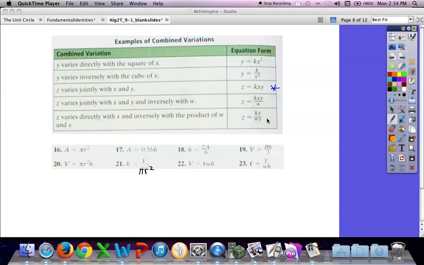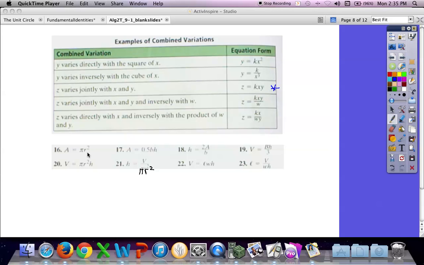So these problems at the bottom here are mostly geometry formulas, like A equals pi r squared. What's that the area of? It's a circle, right? So which would have been the constant in that formula? Pi is a constant, right? So pi is like the K. How would you describe the variation? Right. A varies directly with r squared, or with the square of r.